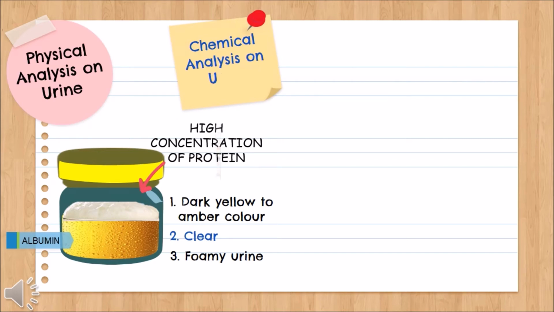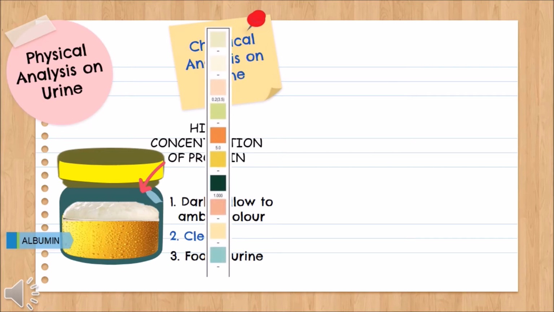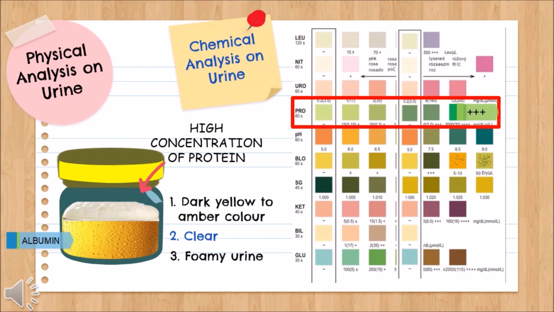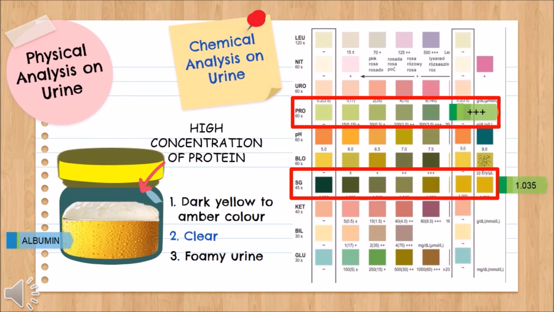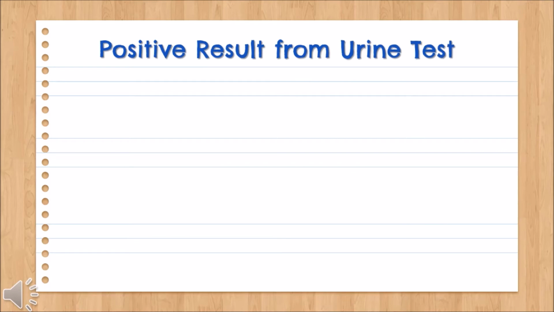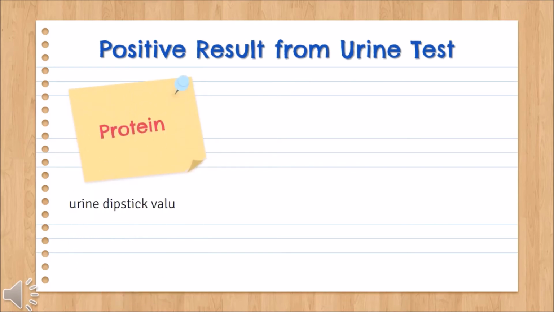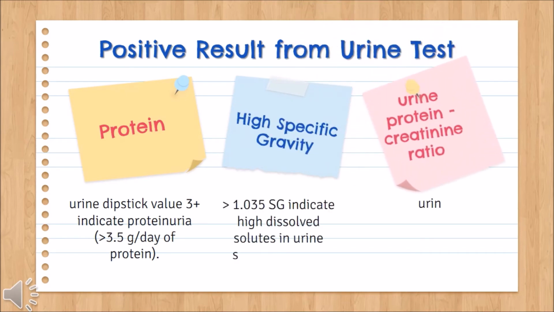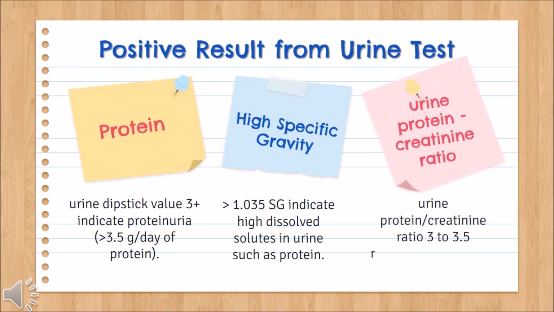In chemical analysis, a reagent strip is used. It is immersed in the urine and compared with a color chart. In these cases, there is color change in the protein and specific gravity parameters. As a positive result for the urine test, protein shows a 3+ reading on the dipstick, which indicates a high level of protein. Besides, it also shows a high specific gravity with a 1.035 value. Last but not least, a 3 to 3.5 urine protein to creatinine ratio indicates proteinuria.